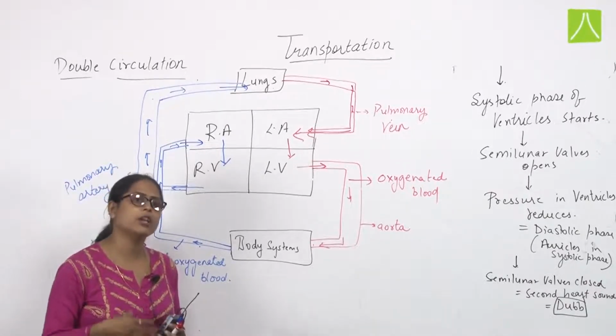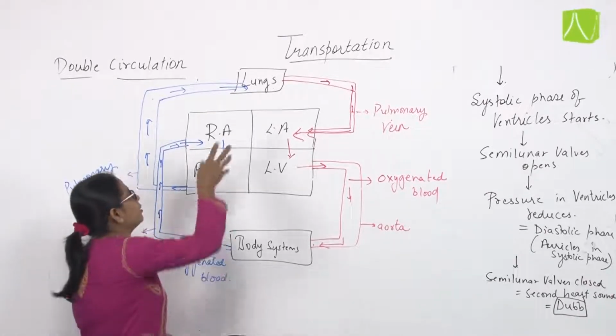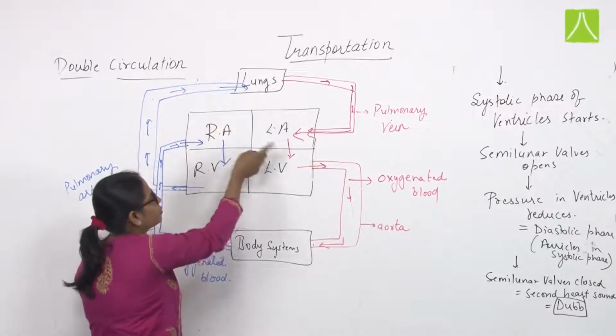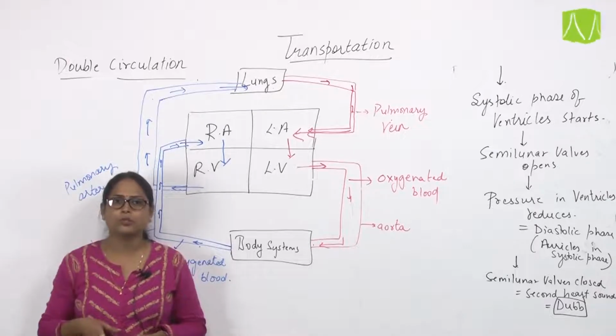That is, in mammals we have double circulation, and in fishes we have single circulation only, because in fishes we have only one auricle and one ventricle. There are no two auricles or two ventricles. So the blood circulates only once throughout the heart of fishes.